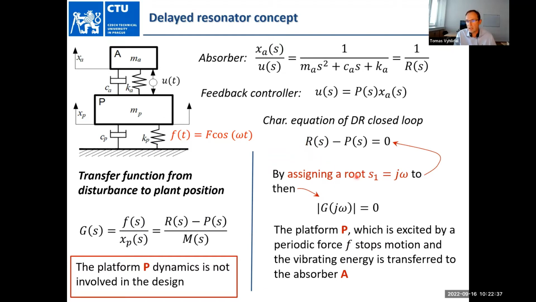We assign a root at j omega, where omega is the excitation frequency, the frequency of vibration. So we assign the root to the absorber. Then if you look at the transfer function from the excitation force to the position of the platform, the pole of the absorber becomes a zero of this transfer function, which means that we have zero magnitude at this frequency point, and the vibration is fully absorbed.